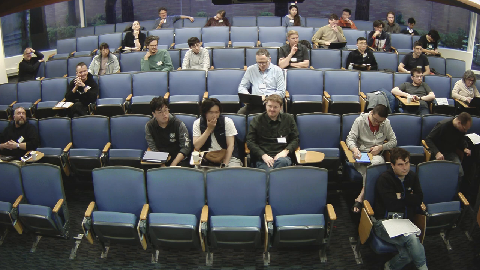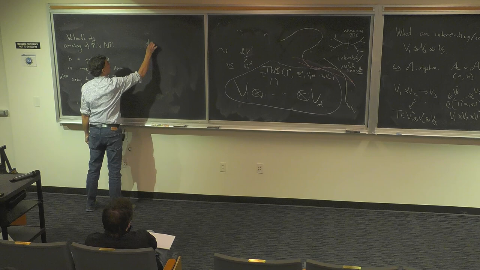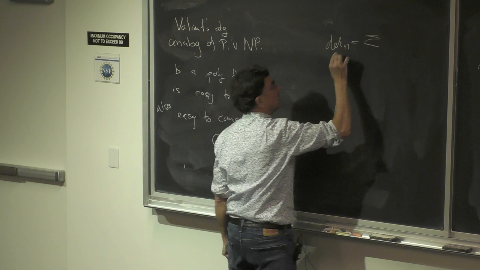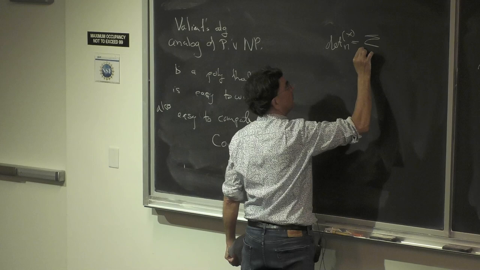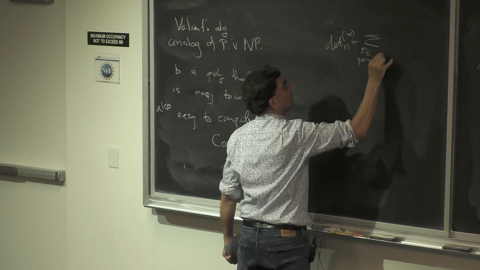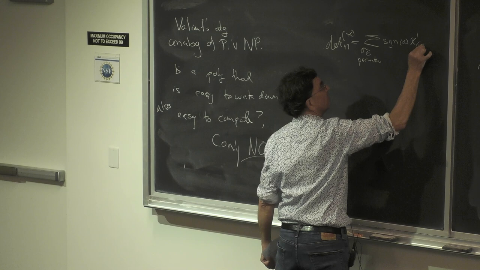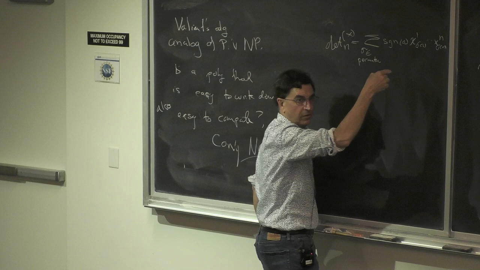Or I could just tell you one such polynomial. So you know the determinant polynomial. It looks like this. We have an n by n matrix. This is the summation over permutations sigma of the sign of sigma times x_{1,sigma(1)} through x_{n,sigma(n)}. That's the formula for the determinant.